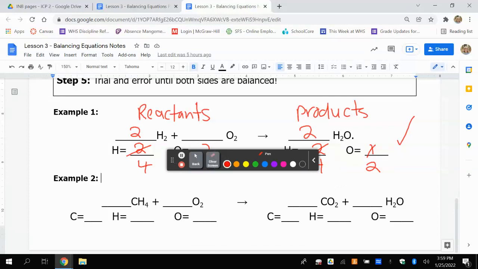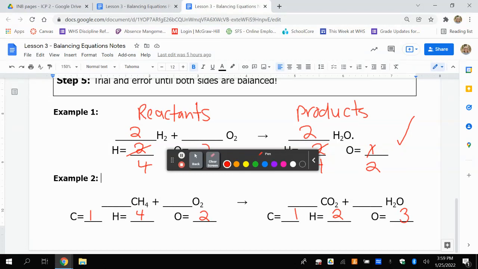Okay, so I start with just writing how many atoms of each I have. So I have 1 carbon, I have 4 hydrogens, and I have 2 oxygen for my reactants. And then I have 1 carbon, 2 hydrogens, and we can see that oxygen is split. So remember, we have to add those together. So we have 2 here plus 1 oxygen, we have 3 of them. Okay? We are not balanced.